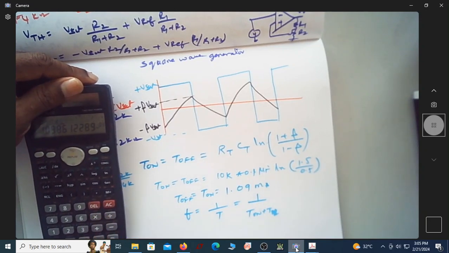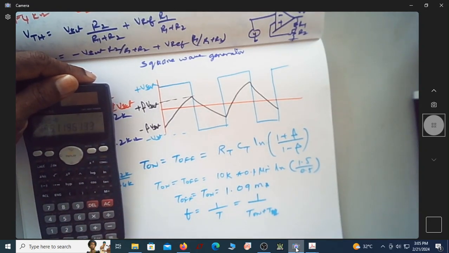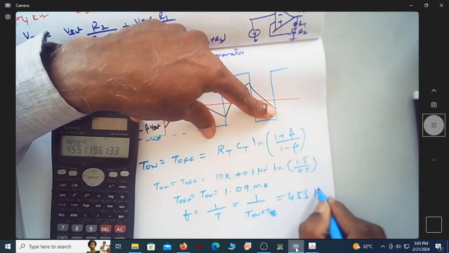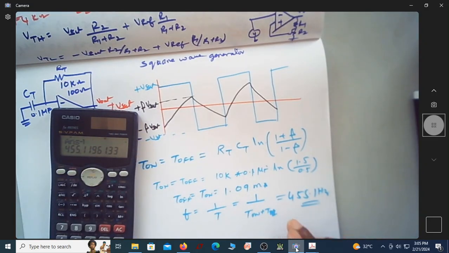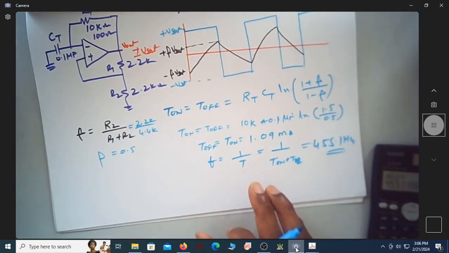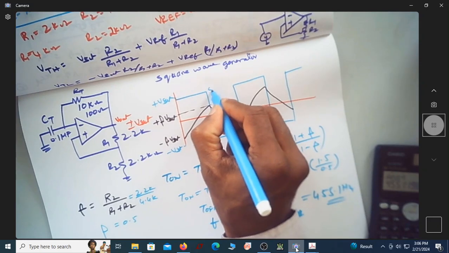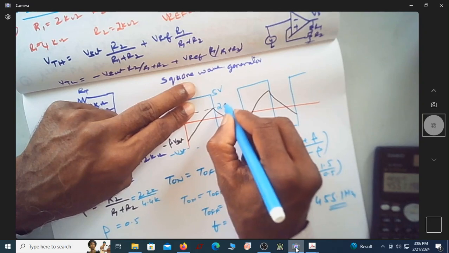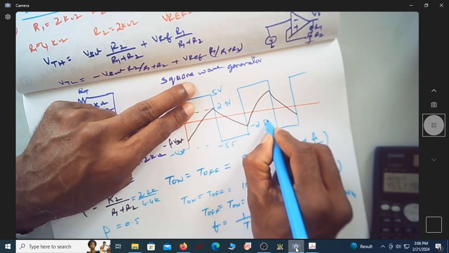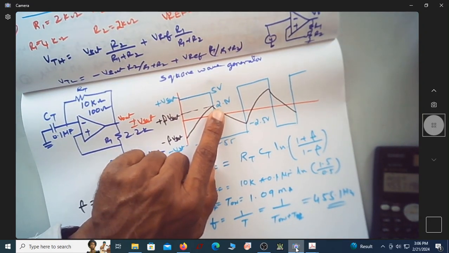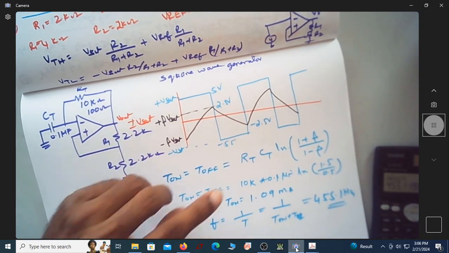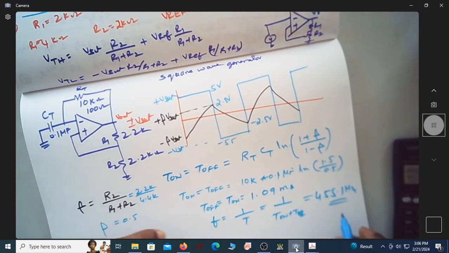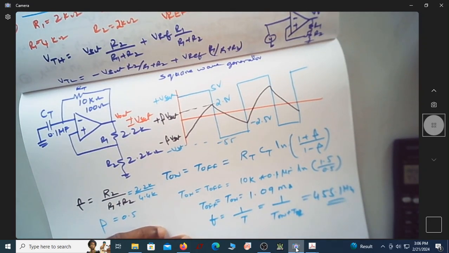So I'll simply make it into 2 × 1.09 milliseconds, which gives 455.1 hertz. So this is the frequency of the signal, and the output voltage is 5 volt, this is minus 5 volt. This will go up to 2.5 volt, and this is up to minus 2.5 volts, because beta is 0.5 into 5 and 0.5 into minus 5, which is minus 2.5. So this is the frequency.